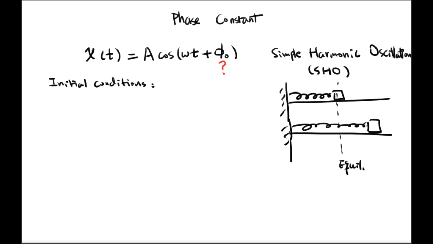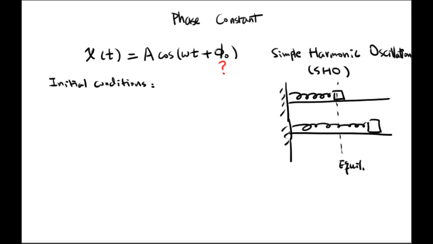But now let's say we don't start timing this oscillation. We wait until the mass moves to this equilibrium position, and then we start timing the oscillation. We say that's t equals 0. And then that will give you another phi naught. So again, it depends on initial conditions.